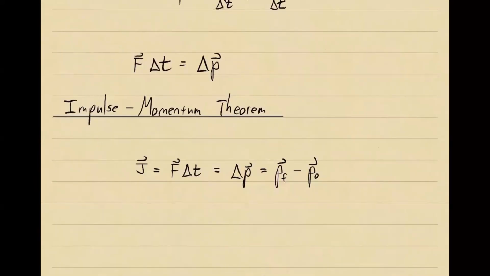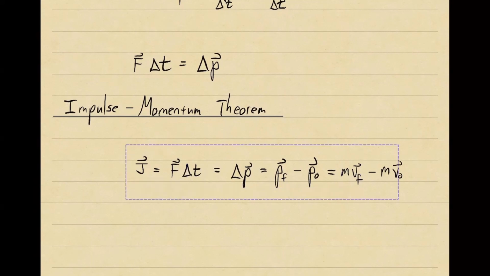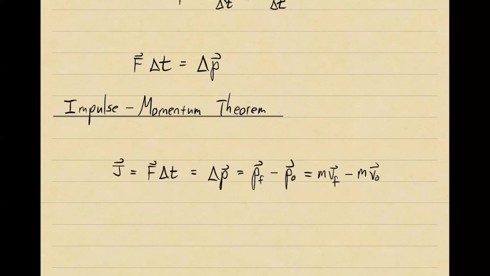We know how to define momentum, because that's the first thing we saw in this lecture. So the final momentum is just the mass of our object times our object's final velocity, minus our initial momentum, which is our mass times our object's initial velocity, like that. And this whole thing is called the impulse momentum theorem.